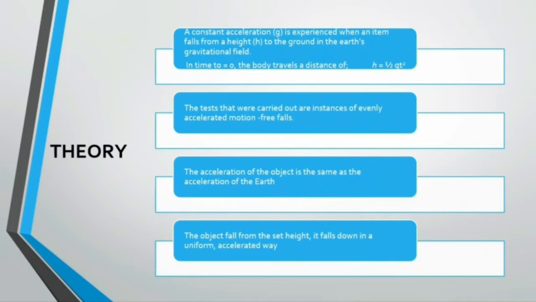Because in order to understand how an object moves, you don't need to look at its weight, size or shape. When something is free to fall, it doesn't matter what its size, shape or weight, it falls with the same speed. No matter what, in a vacuum, small objects fall at the same rate as much bigger objects. Knowing the acceleration, we can figure out the speed and location of any object that is free falling at any time. And the last is the object falls from the set height, it falls down in a uniform accelerated way.